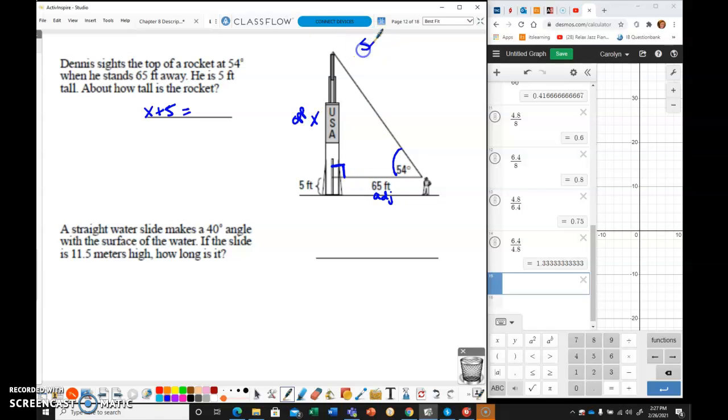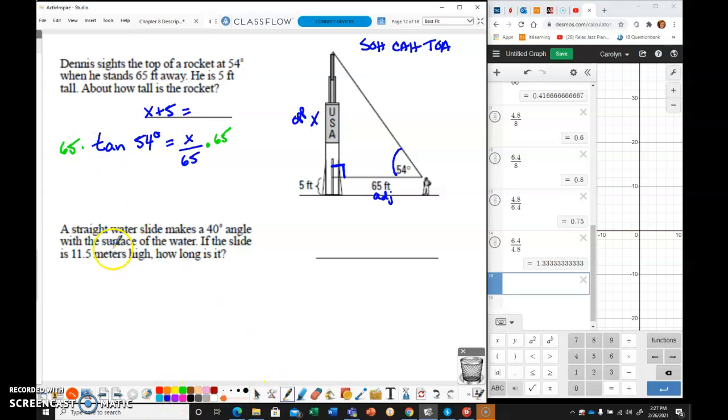So I'm writing SOHCAHTOA. And the only one that uses opposite and adjacent is the tangent. So I'm writing that the tangent of 54 degrees is equal to the opposite side, which is x, divided by the adjacent side, which is 65. And to solve this, I'm going to multiply both sides by 65.